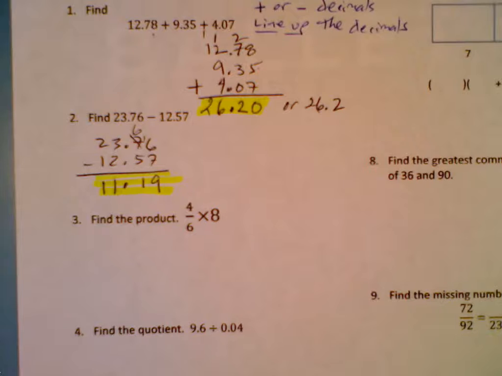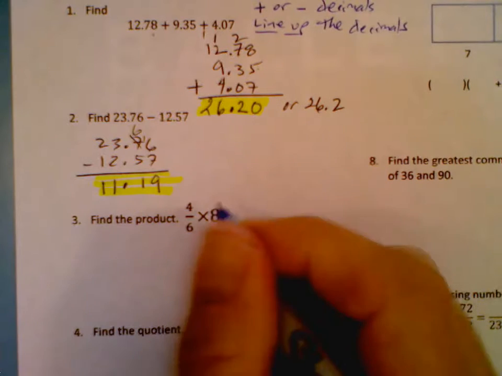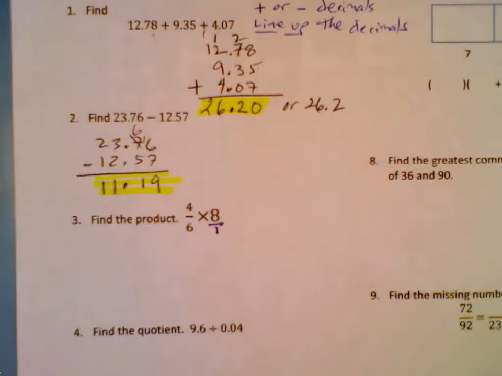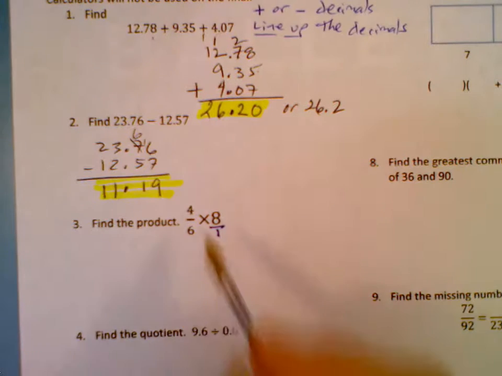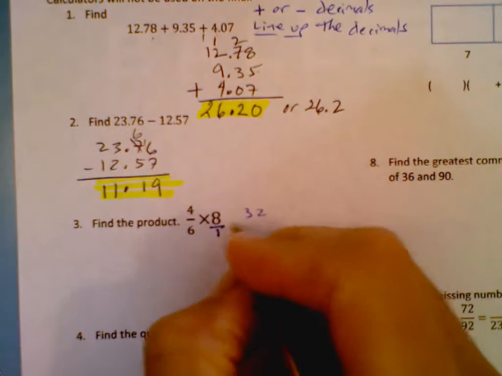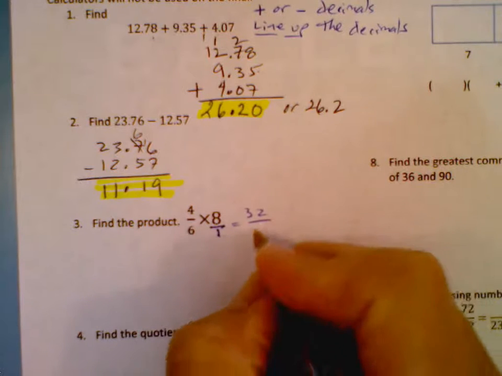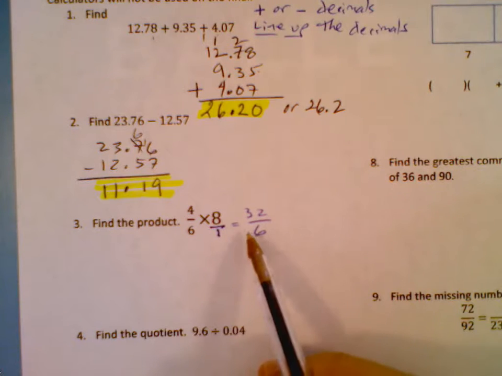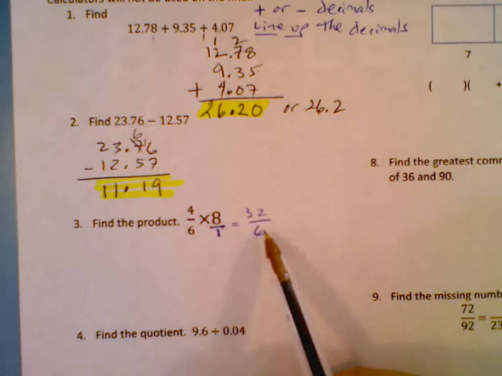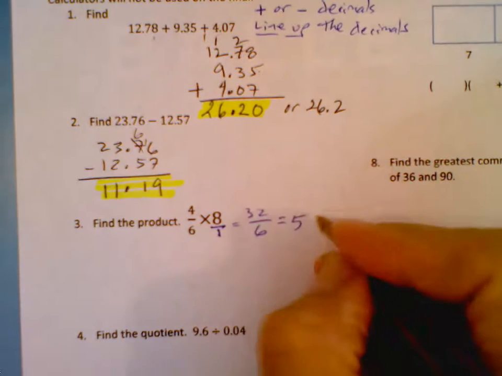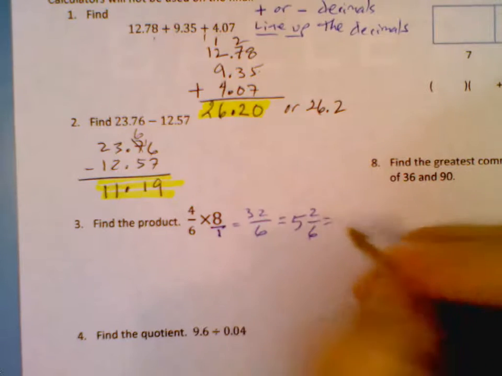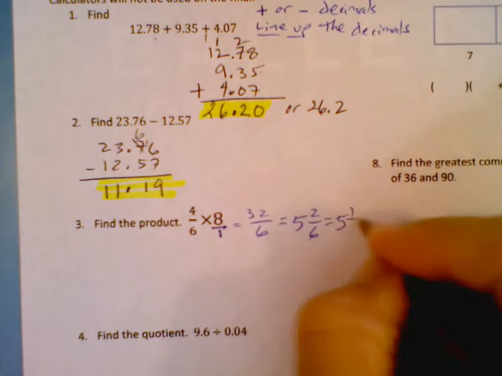Next up, find the product of 4/6 times 8. Remember, this is the same thing as 8 over 1. And now I see I'm multiplying two fractions. I can go 8 times 4 is 32. 6 times 1 is 6. And now I simplify. 32 divided by 6, how many 6's can you get out of 32? I can get 5, because 5 times 6 is 30. That means I have 2 left over. And this can be further simplified, because both of these can be divided by 2.